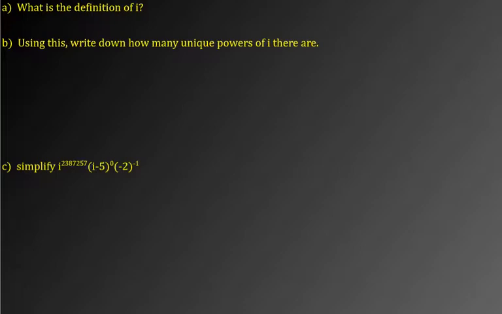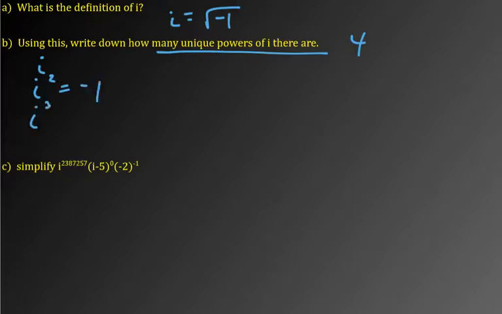All right. This one's about important concepts about the imaginary number I. Its definition is, I equals the square root of -1. From that, we were able to answer how many unique powers of I there are, and the answer is 4. We have I. If you square I, you get rid of the square root and you get -1. Then I cubed is I squared times I, which is -1 times I. And I to the fourth is I squared times I squared, which is -1 times -1, which is 1.